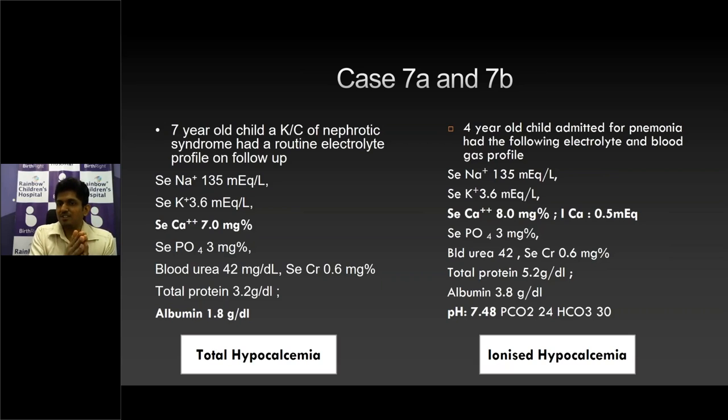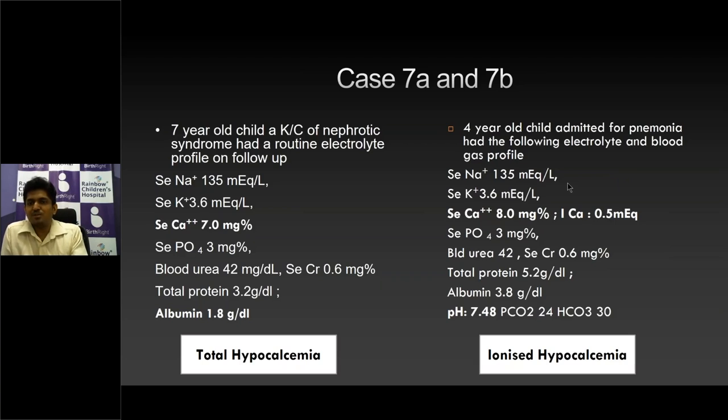So if the ionized calcium is low, then you treat. If the ionized calcium is normal, you need not treat with calcium supplements, even though there is a total hypocalcemia. Again, in a 4-year-old child admitted with pneumonia, this is another case of ionized hypocalcemia. When you do an ionized calcium, it is 0.5, but when you do a serum calcium, it is around 8 to 8.5.